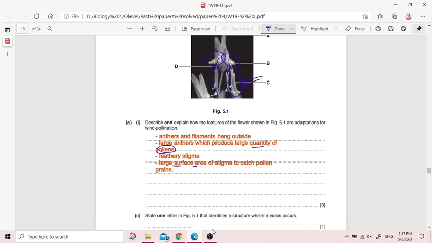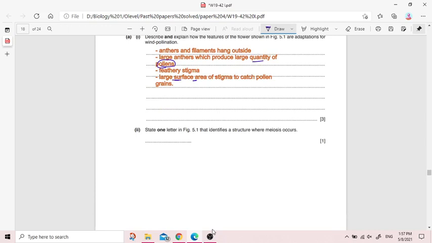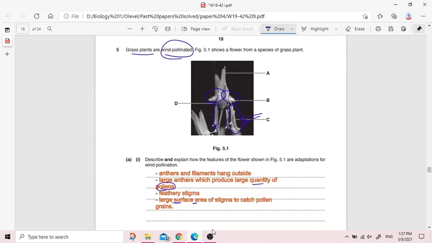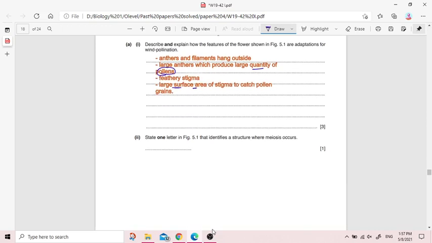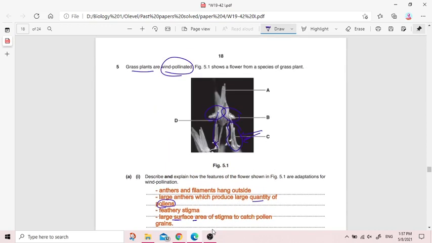One letter where meiosis occurs. Where does meiosis happen? In the places where the gametes are formed. Where are the gametes formed here? They are formed in the anther. Pollen grains are formed in the anther. So meiosis occurs at C, which is the anther.